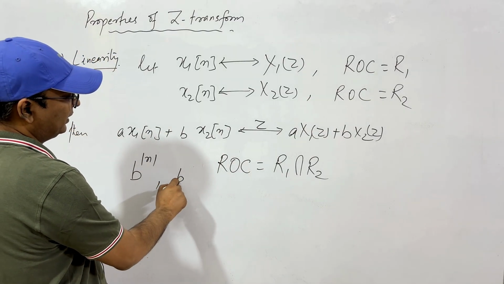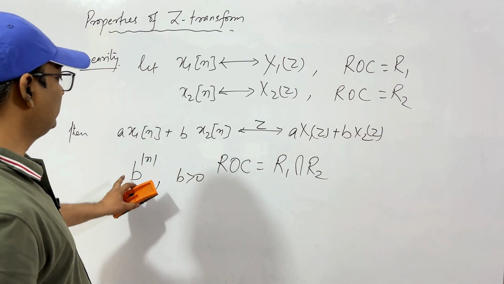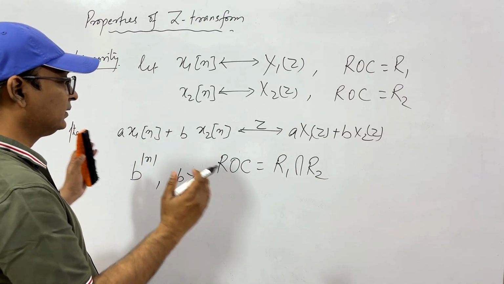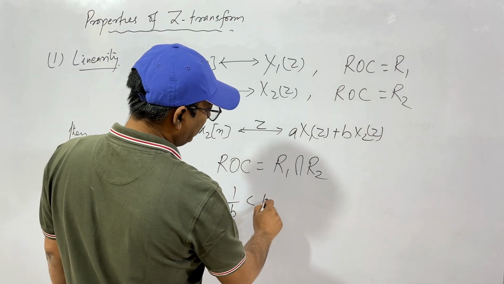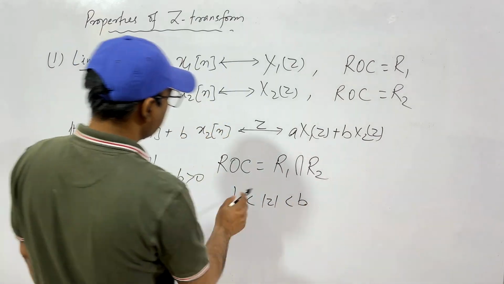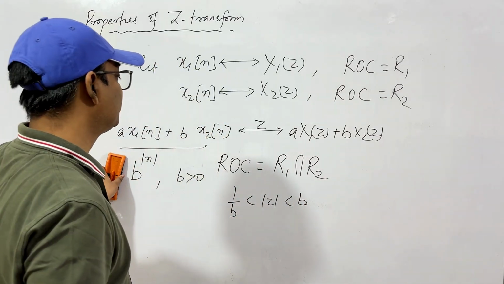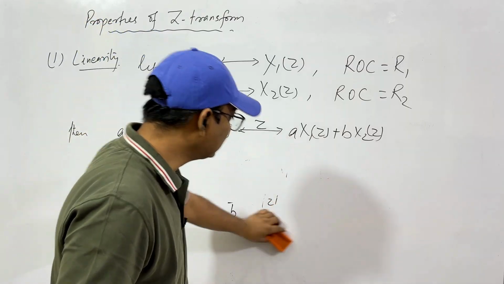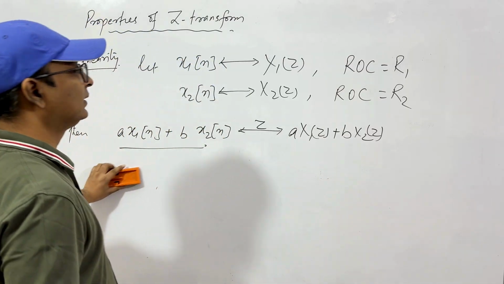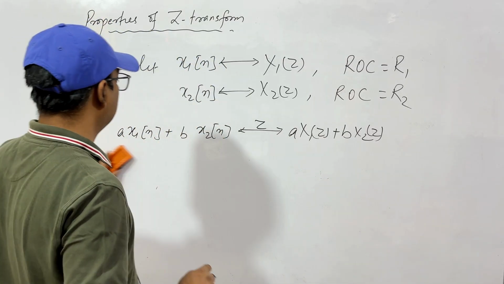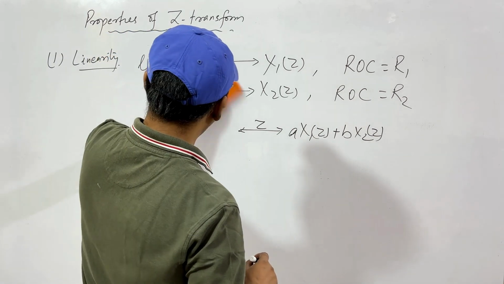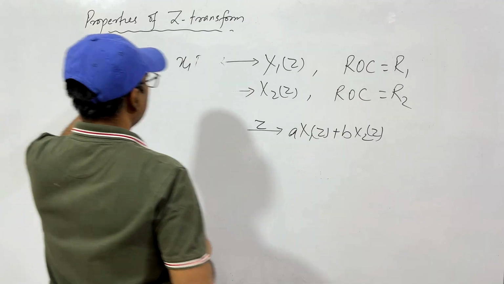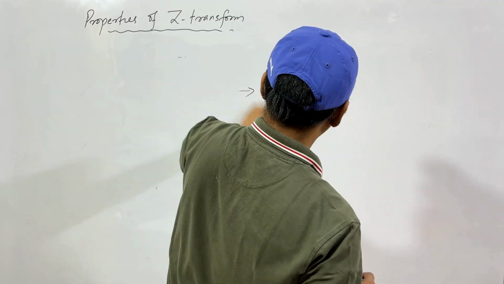example, b greater than 0, there you had seen that there is a region of convergence between 1 by b and b. This property holds true. So as an example, you can go and look at that particular example. Okay, so this is called linearity property. The second property is called time shifting. What is time shifting property?